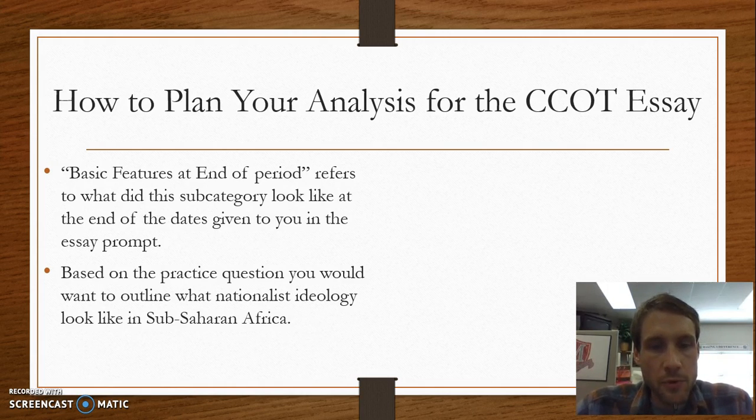When we get to the next column, it's called basic features at the end period. For the basic features at the end period, you'd want to describe how the subcategory looked after the dates provided in this question. For this example, I'd want to discuss what was the nature of the subcategory of political laws and how did they look in the post-apartheid era.